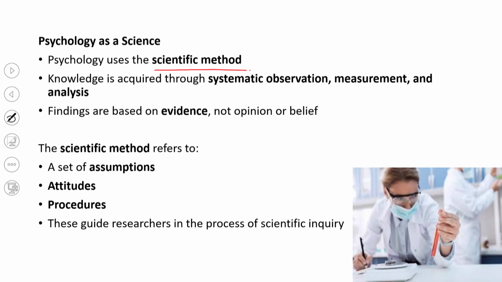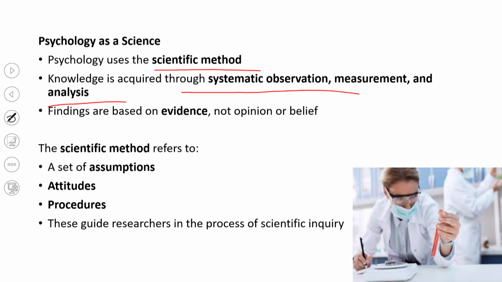Psychology uses the scientific method that we discussed in the last lecture. In any scientific method, knowledge is acquired through systematic observation, measurement and analysis. There is a systematic process, step by step, then there is proper measurement of it, and then proper analysis of it, and then there is a conclusion.